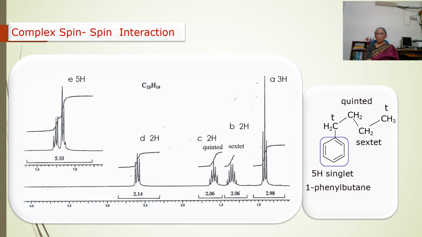The 5 equivalent protons are providing signal E. This methylene group, which is a triplet, is seen as signal D, and the quintet is this methylene group giving signal C. The sextet is from these methylene protons, which is signal B, and the triplet of the methyl protons.